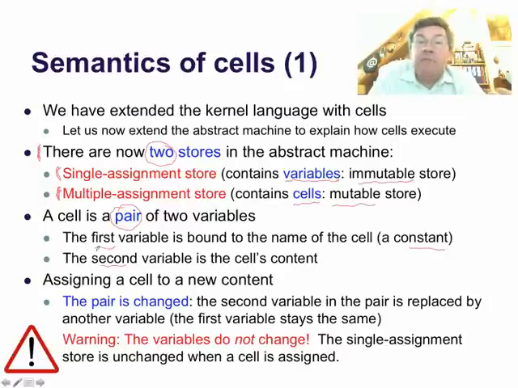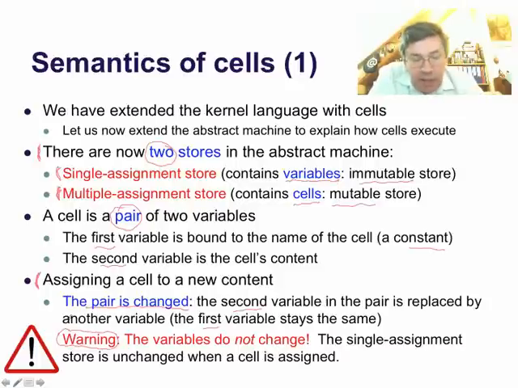This can be any variable in the single assignment store, even the name of another cell, or even the name of the cell itself. So when we assign a cell to a new content, the pair is changed. In fact, the second variable in the pair is replaced by another variable, any variable. The first variable always stays the same. Okay, so that's the assignment. Warning here.